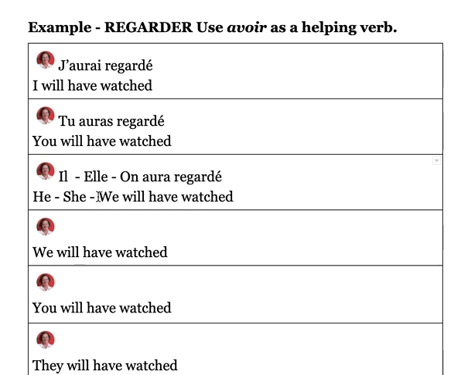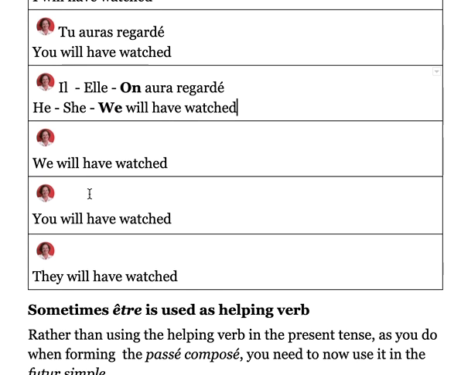And yes, I just said that on means we. Okay? It can, of course, mean other things, but most of the time it means we. So that's how I'm going to translate it here. Of course, we still have the other form of we, which is nous, and you can feel free to use that anytime you want. Nous aurons regardé.